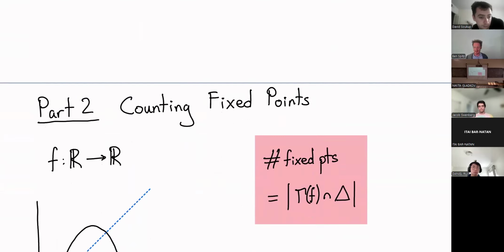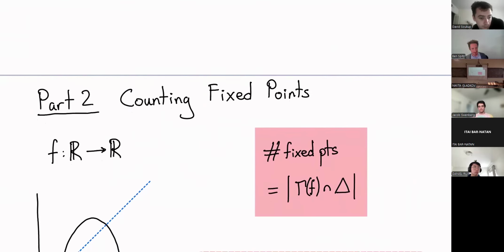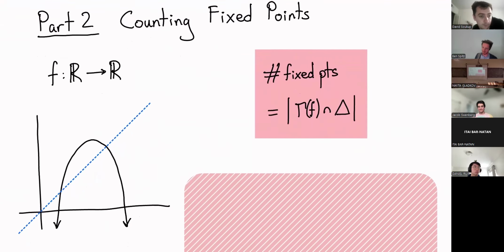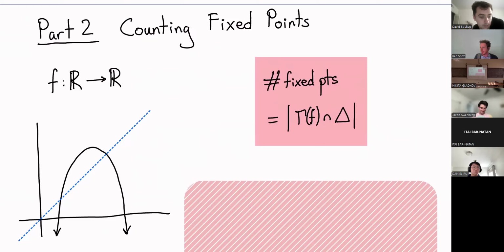So now we're going to take a detour to a totally different topic that seems completely unrelated, but secretly is not unrelated, because why else would I be talking about it in the same talk? The other topic is counting fixed points. So imagine I have a function from the real line to itself, and I want to know how many fixed points that function has. In other words, how many points are there where f of x equals x?